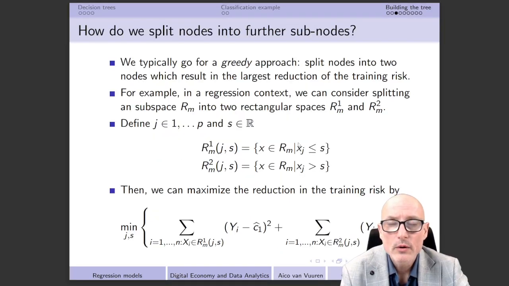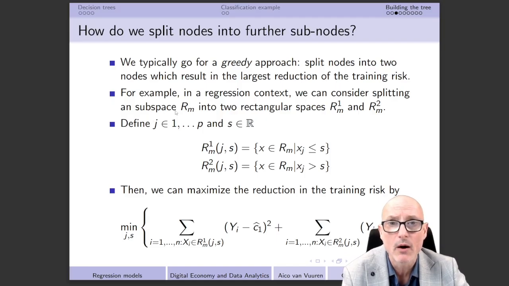I would like now to go on with the second question regarding building the tree, and that is, how do we split the nodes into further subnodes? In that sense, we typically go for a so-called greedy approach. That implies that we split the nodes into two nodes which result in the largest reduction of the training risk. For example, we can start here with a regression context.